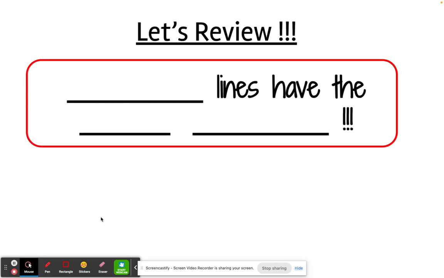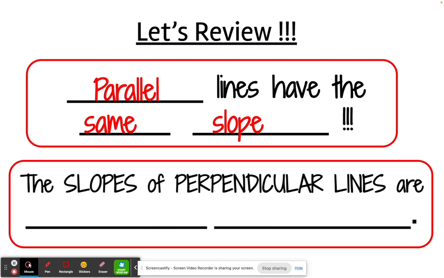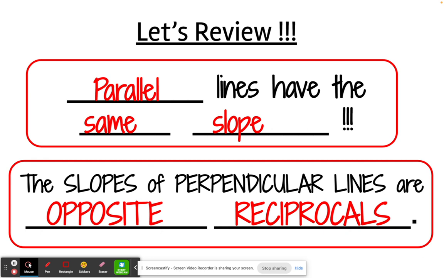So, quick review. Parallel lines have, hopefully you remember it, the same slope versus the slopes of perpendicular lines that are opposite reciprocals. So if one's positive, the other is negative, and then you flip it upside down.